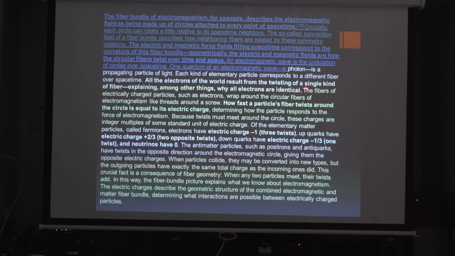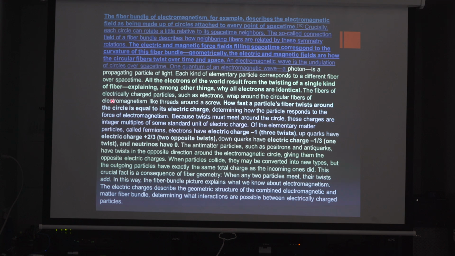Okay, so an electromagnetic wave is the undulation of circles over space-time. One quantum of an electromagnetic wave, a photon, is a propagating particle of light. Each kind of elementary particle corresponds to a different fiber over space-time. All the electrons of the world result from the twisting of a single kind of fiber, explaining, among other things, why all electrons are identical.